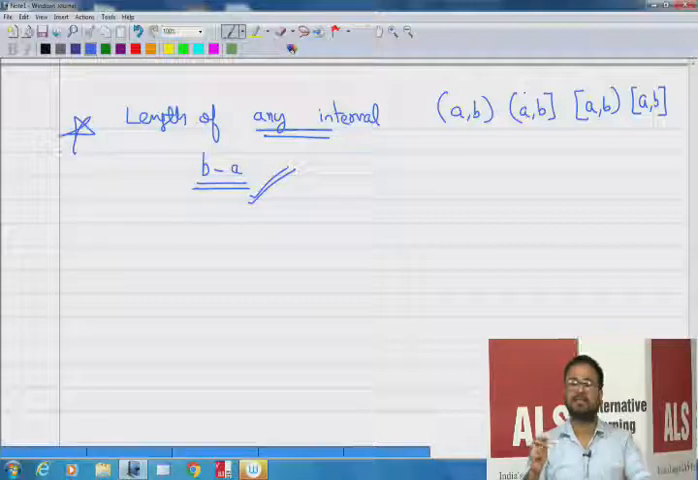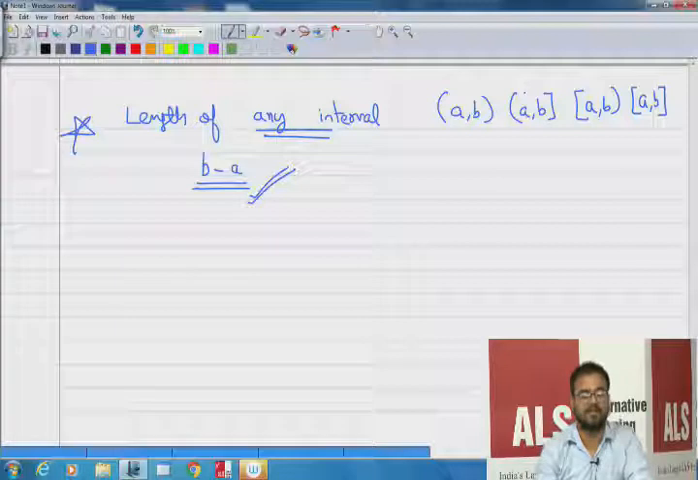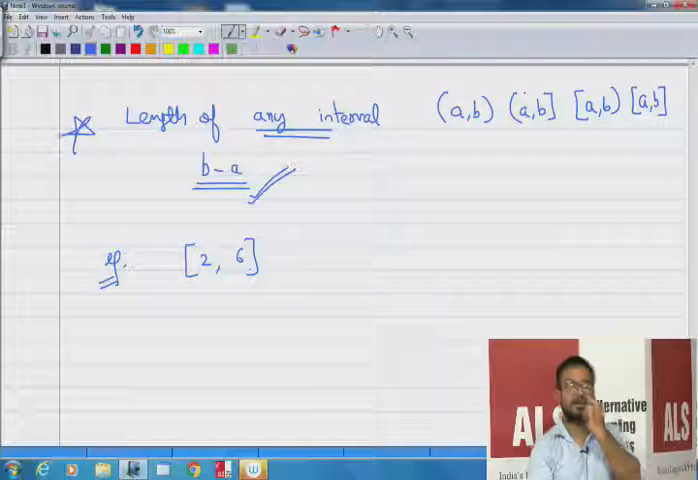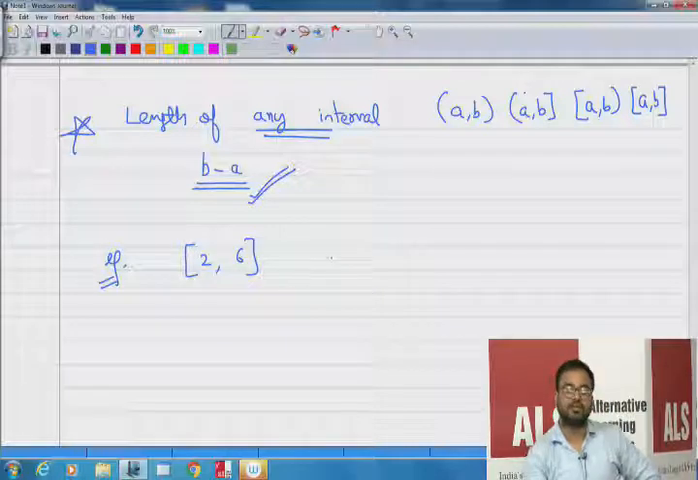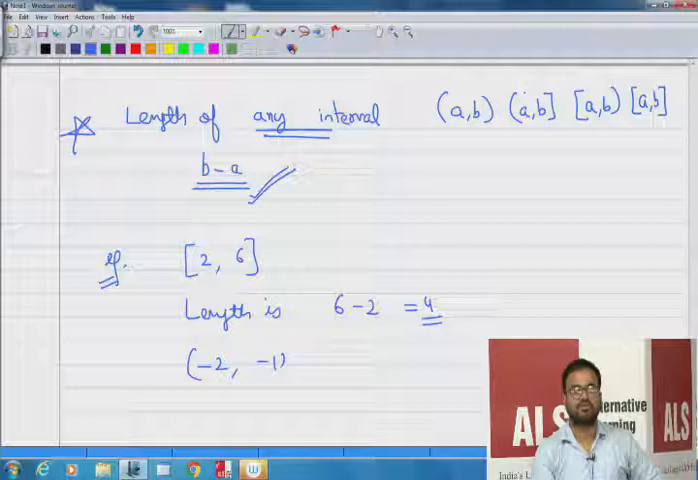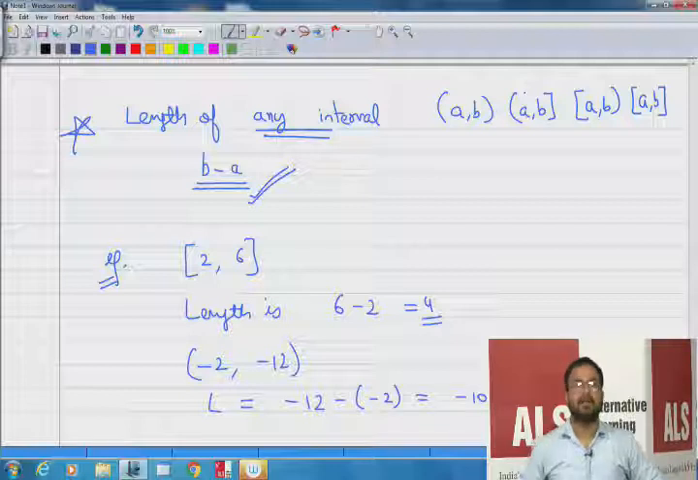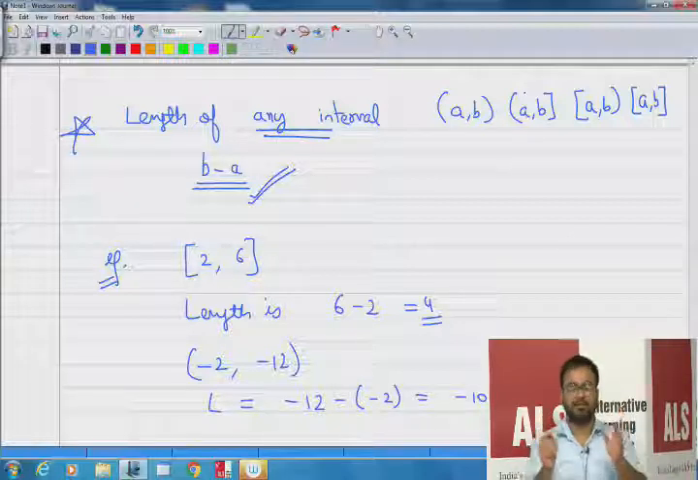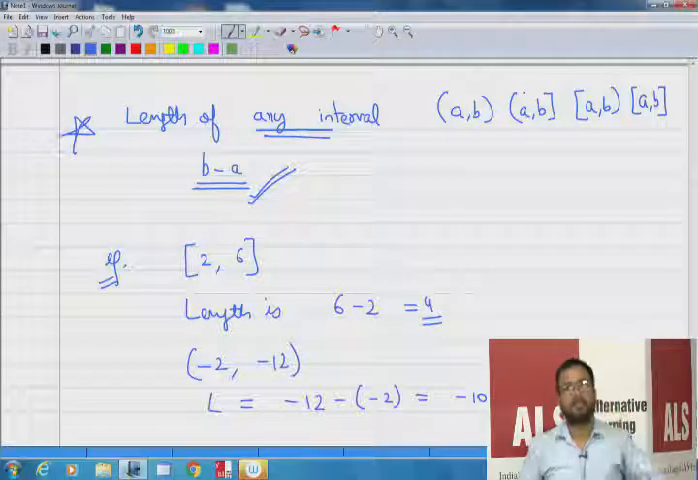B minus A is only the length of the interval. Like let's take an example. Suppose our interval is like this, and if I ask you what is the length of this interval, you will say length is 6 minus 2, which is 4. So 4 is the length of the interval. Or if I say minus 12 to minus 2, and if I ask you what is the length, you will say minus 2 minus of minus 12, which is 10, the length of the interval. B minus A, there is no use of the parenthesis here, it only tells you the subtraction, the length.